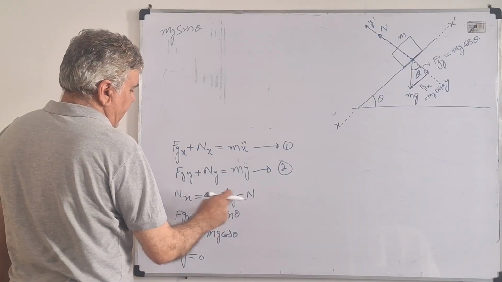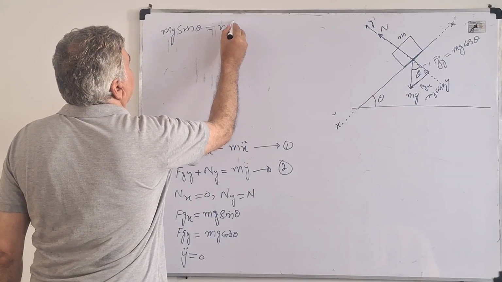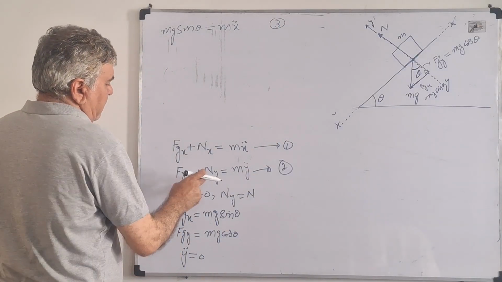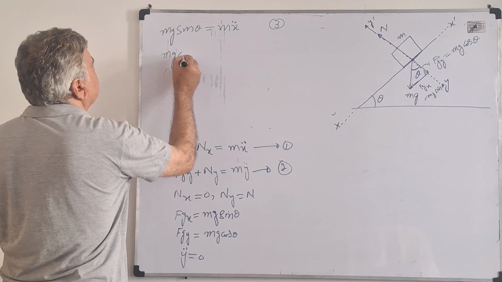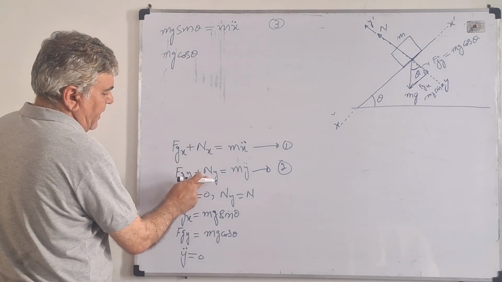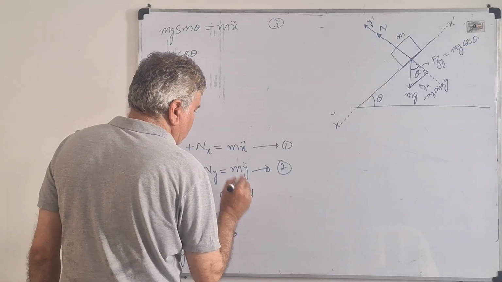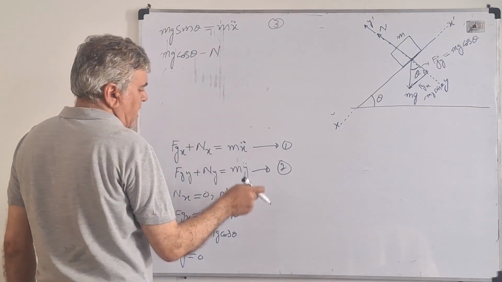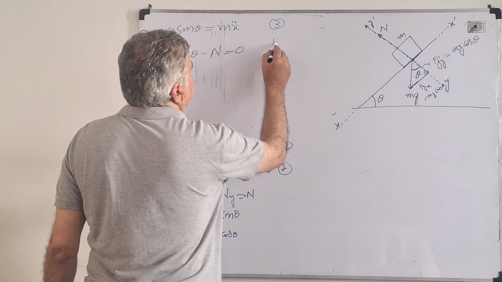For nx, I write 0, so there is nothing, and I write m x double dot. I call this equation 3. And from here, if gy is equal to mg cos theta, right? And then ny is equal to n, but that n is along negative, so I have a minus sign over here. That is along the y prime axis, therefore I will put minus n, and y double dot is 0, this is equal to 0. I call this equation 4.